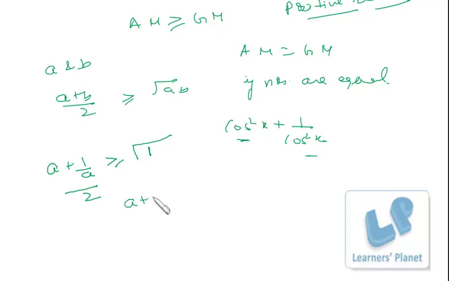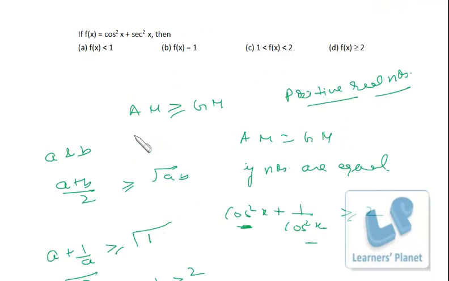Since both the numbers were positive, a plus 1 upon a is greater than or equal to 2. After coming out from the square root, you have to assume it to be positive because you started with positive numbers, right? So a plus 1 upon a is greater than or equal to 2 if a is a positive real number. So here cos square x is definitely a positive real number. Whatever is the value of cos x, cos square x will still be positive, right? So this is a and this is 1 by a. So the value will be definitely greater than or equal to 2, right? So we have over here f(x) is greater than or equal to 2, right?